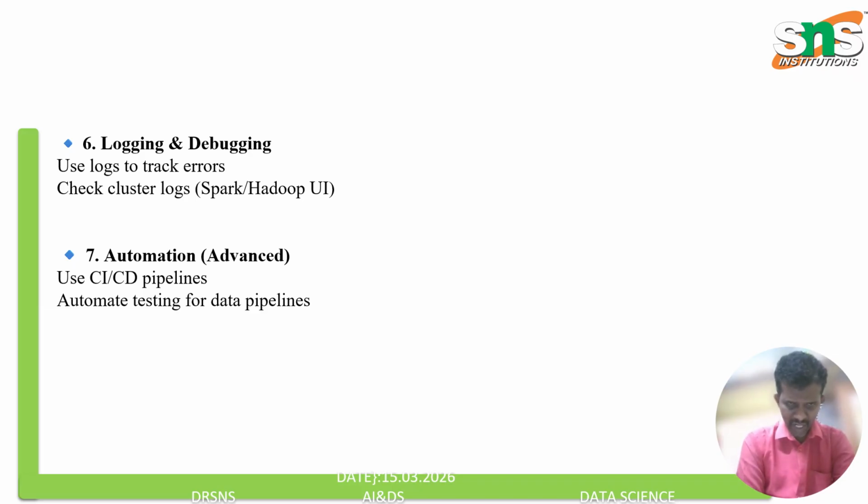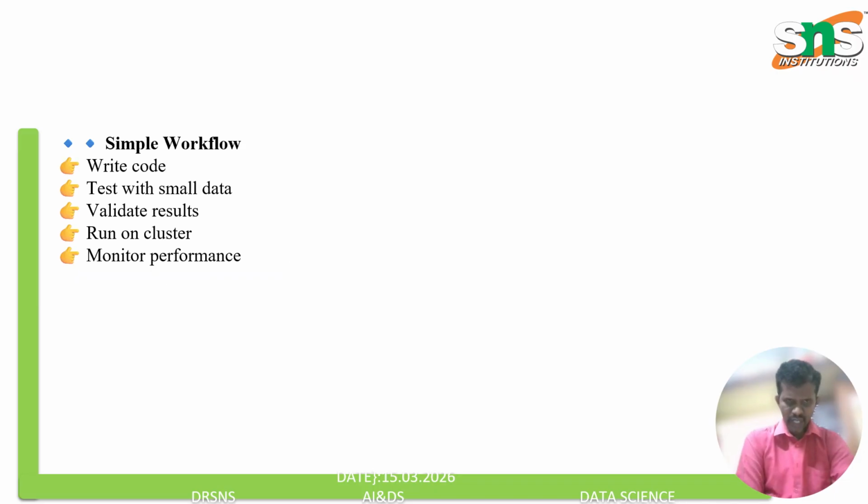Here by using the UI you can check what errors can be tracked. Next one, automation, that is at an advanced level. Automation means we can use CI/CD or pipelines. It is used to automate testing for data pipelines. The last one is a simple workflow, how this can work simply.